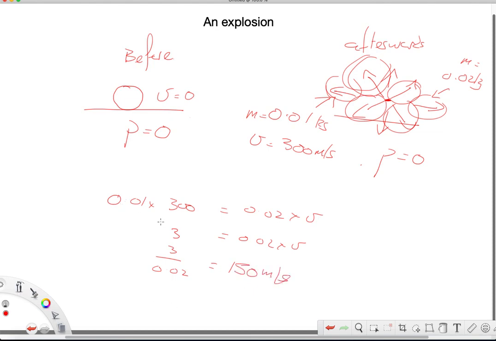So you see that the momentum along a line, because momentum is a vector, because there was no momentum to begin with, there can be no momentum along this line afterwards either, which means that the momentum of this bit equals the momentum of this bit in the opposite direction, minus that momentum. And so bigger bits will be travelling more slowly. So that's how you deal with an explosion.